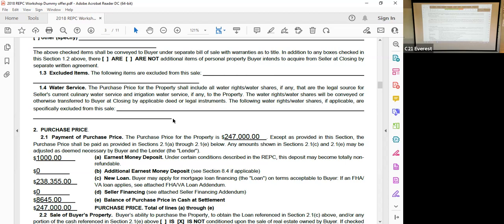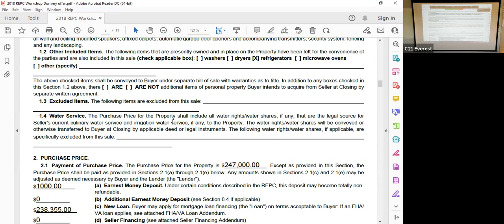What about above 1.3, those two boxes? Oh, thank you, good catch. Is there a problem in section 1.2 on that? It's missing a check mark. It needs to either be checked that there are additional items of personal property or that there are not. If it's checked that there are, then we also need the separate agreement. Thank you, Chad. On that one, we should have checked that there are not, probably in this scenario.